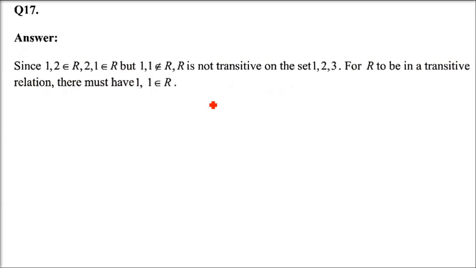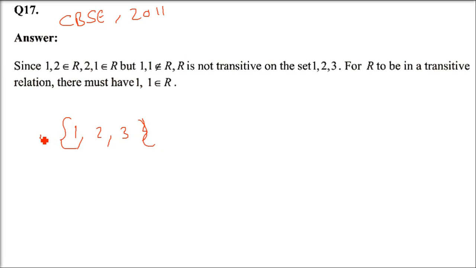Question number 17. An important thing is this has already come in CBSE 2011. So you can assume it to be important. State the reason for the relation R on the set 1, 2, 3 given by the relation 1, 2, 2, 1. The set is given as 1, 2, 3. The relation is given as 1, 2, 2, 1. You have to say this to be transitive.